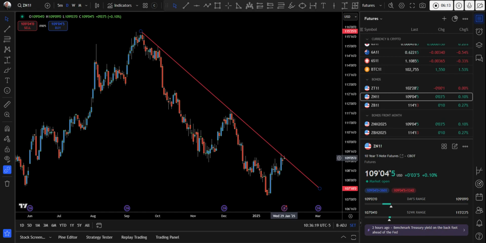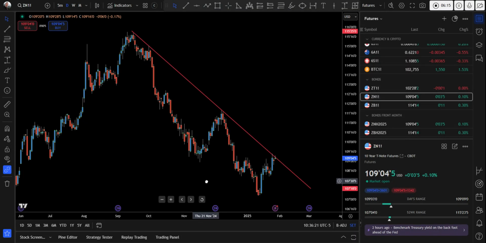And eventually, trends do change over time, of course. So you also have to be looking out for trend changing formations and things like that, which we'll talk about in future videos. But for now, that's the downtrend.